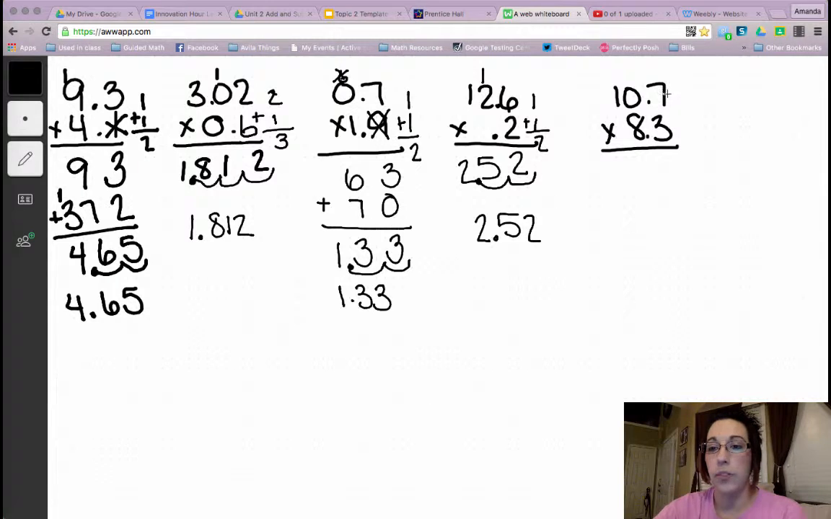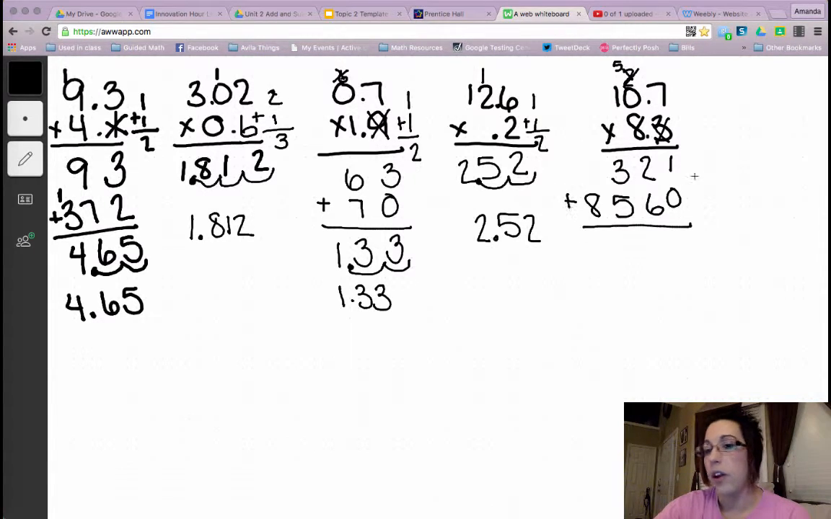Last problem here. 7 times 3 is 21. 3 times 0 is 0 plus 2 is 2. 3 times 1 is 3. 0, cross out, cross out. 8 times 7 is 56. 8 times 0 is 0, plus 5 is 5. 8 times 1 is 8. Add our products. 1, 8, 8, 8.